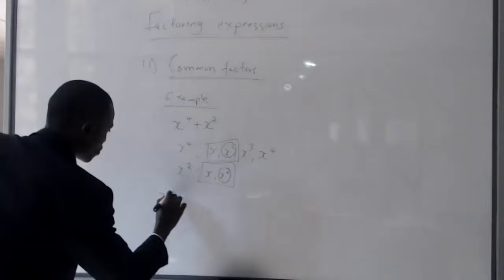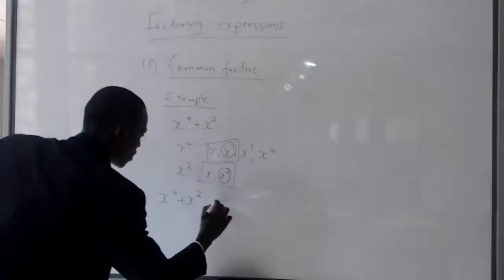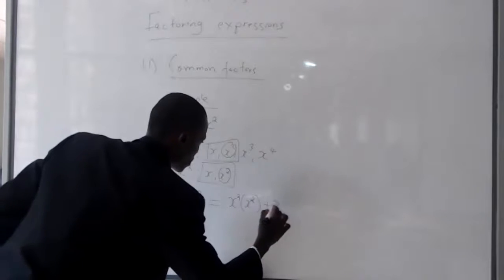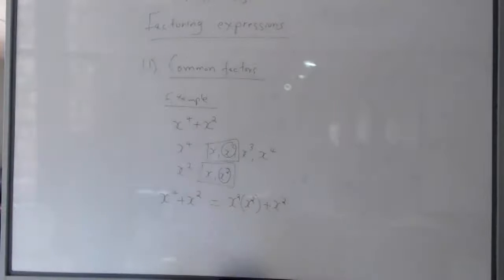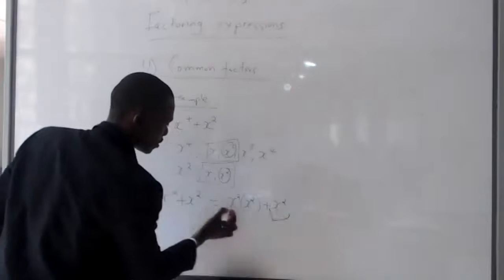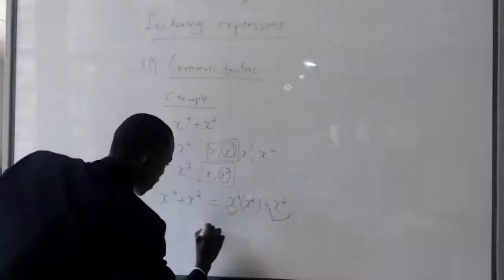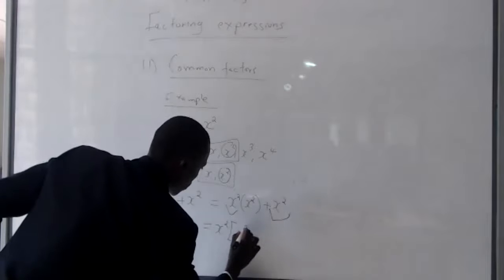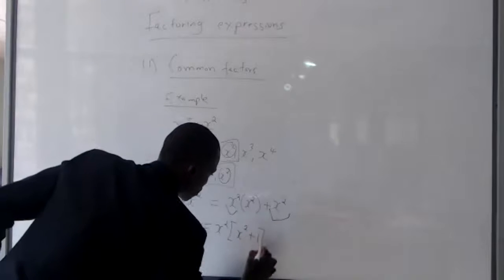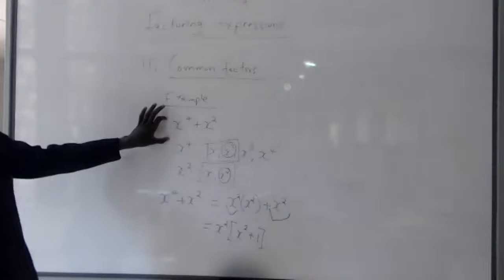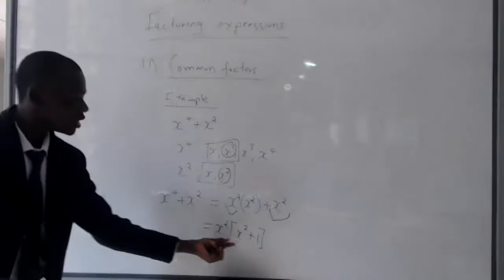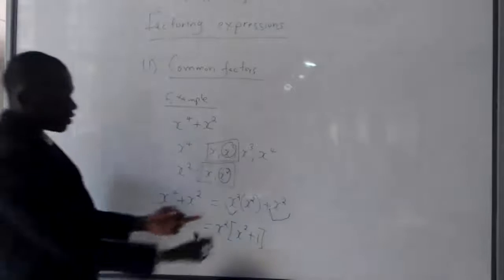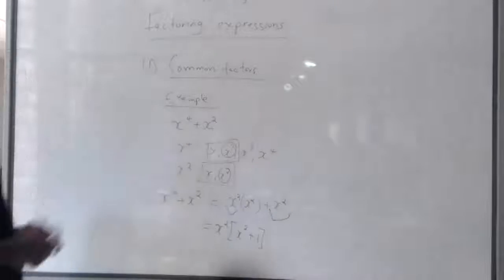So we can write x to the 4 plus x squared as x squared times x squared plus x squared times 1, and x squared is a common factor. So we pull out x squared. In the first term, we have x squared. In the second term, we have 1. So the factorization of x to the 4 plus x squared is just x squared times x squared plus 1. The main idea is to identify a common factor and then pull it out.